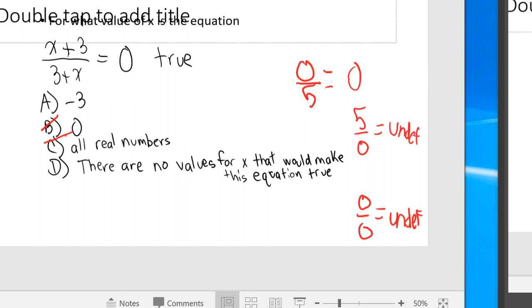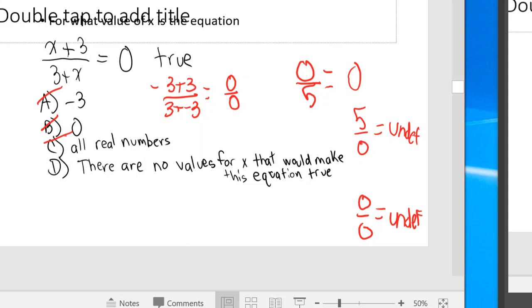So let's try -3, because this makes it a little bit interesting. If I put in -3, I get -3 plus 3 over 3 plus -3. And that's going to be 0 over 0. Okay? Now, this is going to be an undefined answer. Anytime the denominator is 0, I'm going to get undefined. So that's still not equal to 0. So my last answer through the process of elimination is D. Does that make sense?